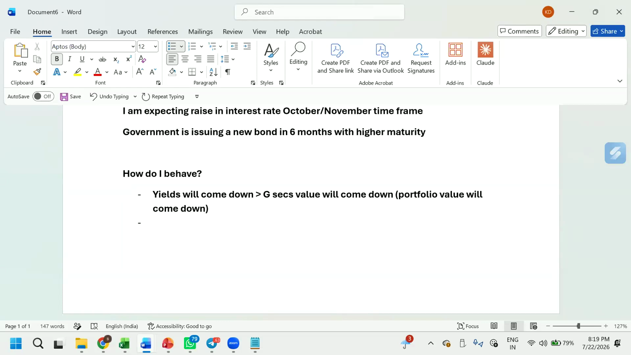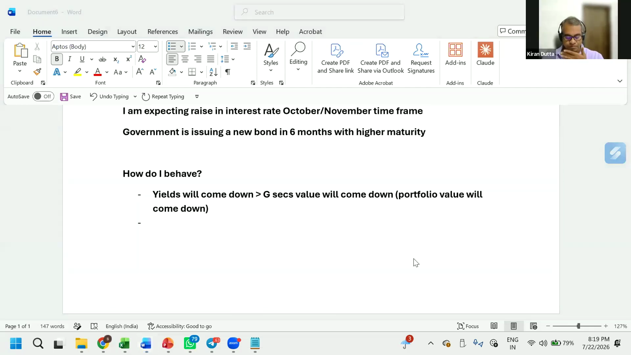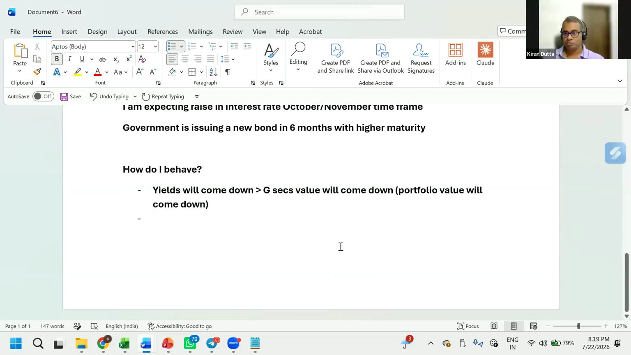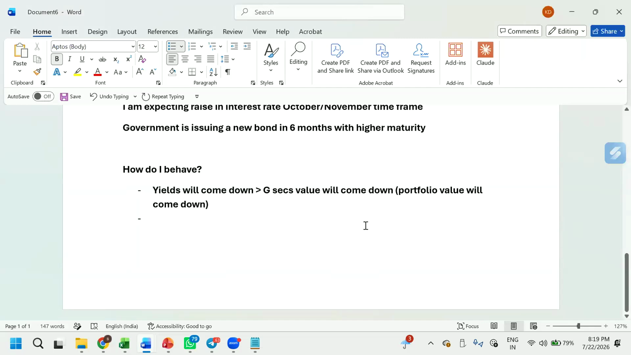This is the interesting question for us, and this is the most common question that you will get. I see yields will come down, so the price of the GSEC also has to come down. And then how do I hedge this? How can I make sure that I get the same returns? Correct.